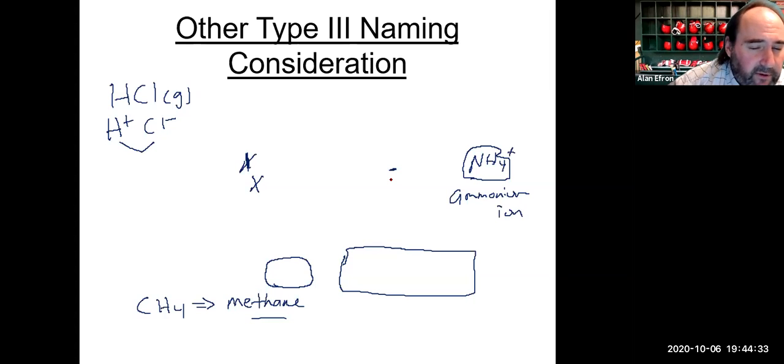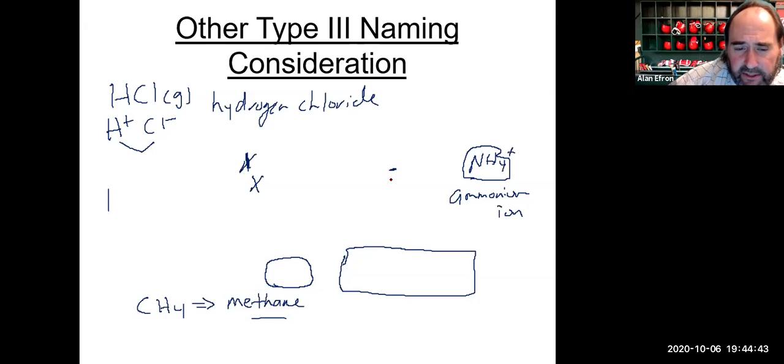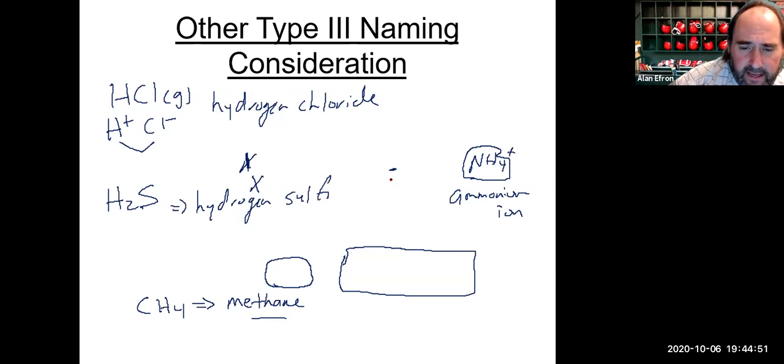So we don't use prefixes here for anybody. Again, it's just like we talked about, this would be hydrogen chloride because it's not the acid form. And if you had, say, something like H2S, this would still be hydrogen sulfide. Again, if this was a gas, which is hydrogen sulfide gas.